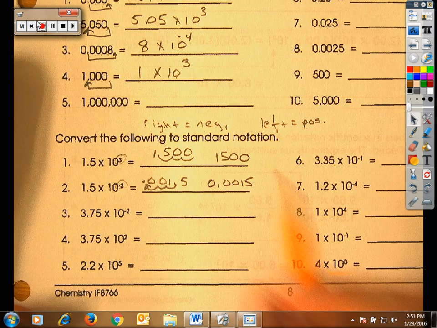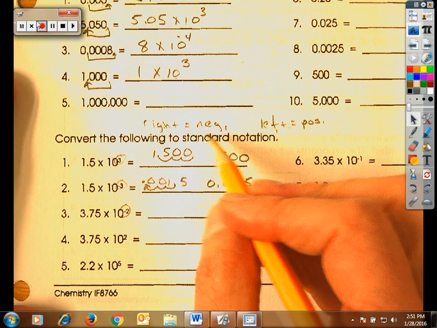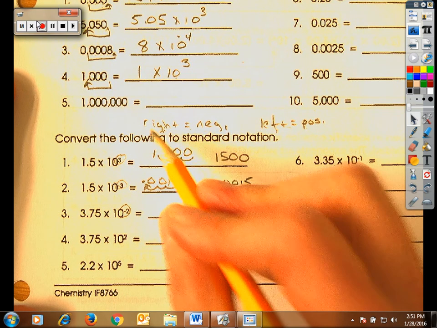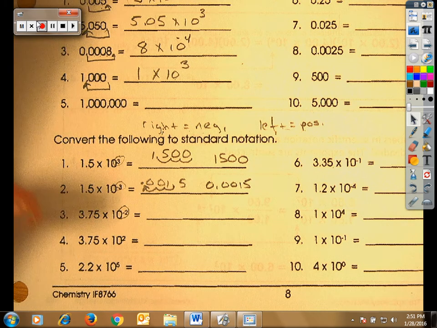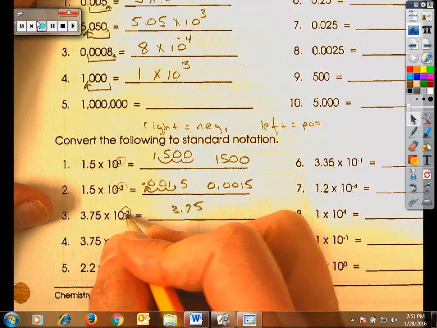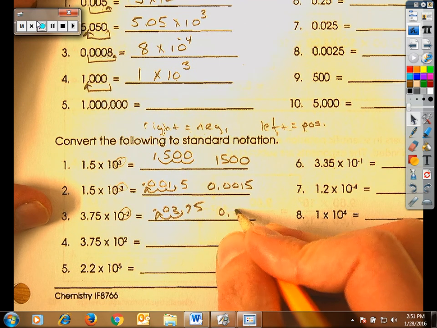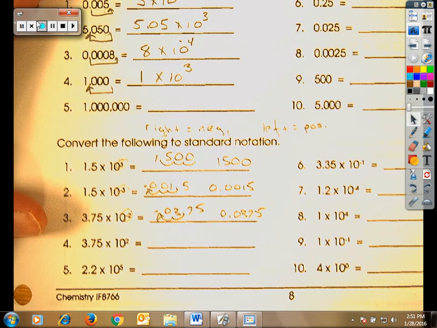So again, just undo what you did. To get a negative exponent, you went to the right. To undo it, you're going to have to go to the left. So 3.75, 2 places to the left. Fill it in with a 0. 0.0375.